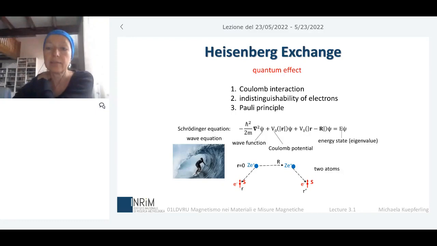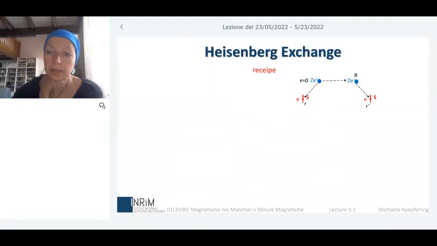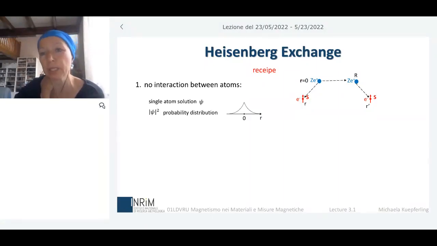Okay, let's take a very simple example. We have two atoms, let's say, described by two nuclei and two electrons, and they are connected via the Coulomb potential. First of all, let's not consider any interaction between the atoms. Then we have two independent Schrödinger equations, two independent wave functions, let's say. And a single atom solution, of course, can be described by a probability distribution. The probability to find an electron is of course higher near the nucleus, and it decreases exponentially with the radius far from the nucleus.